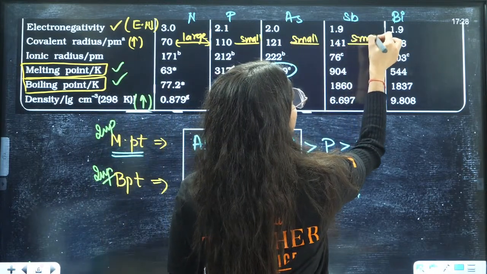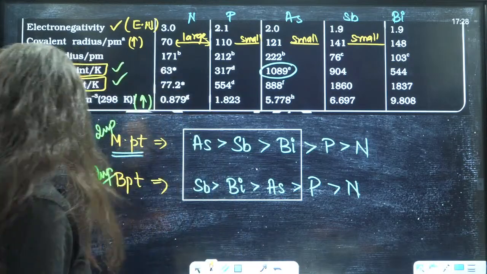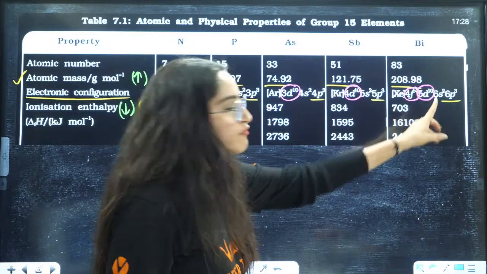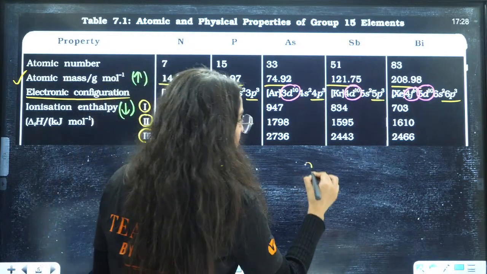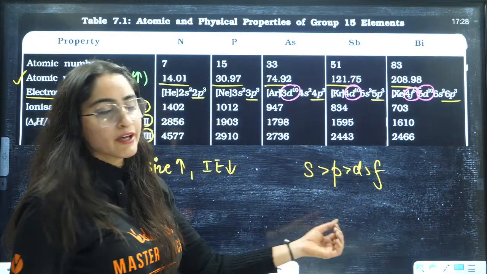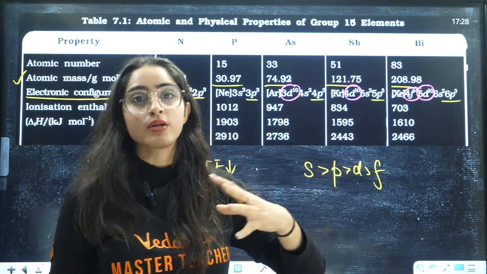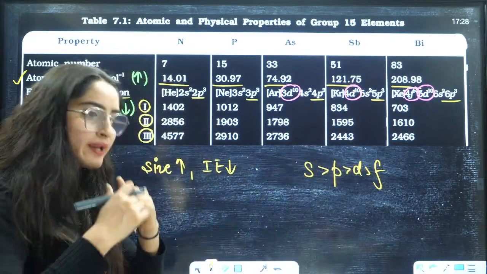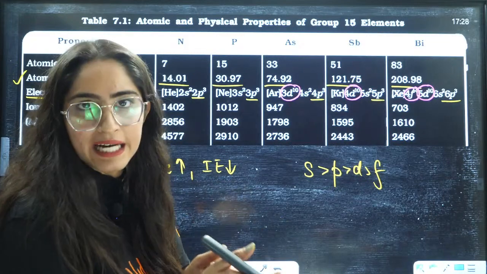Can you tell me what is the reason behind that? Because, as I have told you in the electronic configuration, here you have 3d, 4d, 4f, 5d. And the shielding effect is like this: s, then p, then d, then f. Now the shielding effect of d and f orbital electrons is not very strong. That is the reason the size will increase, but only to a very small extent.